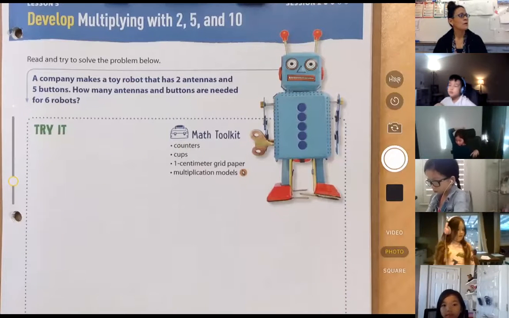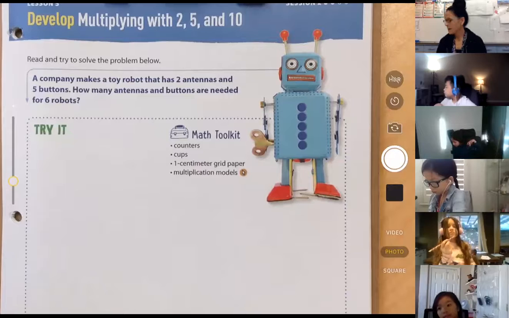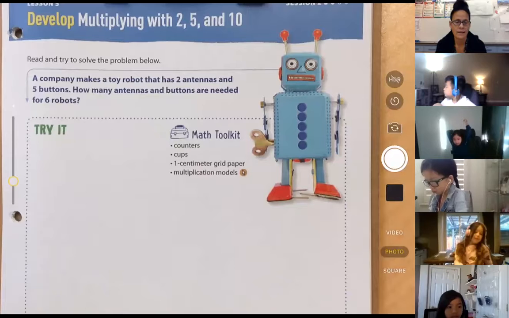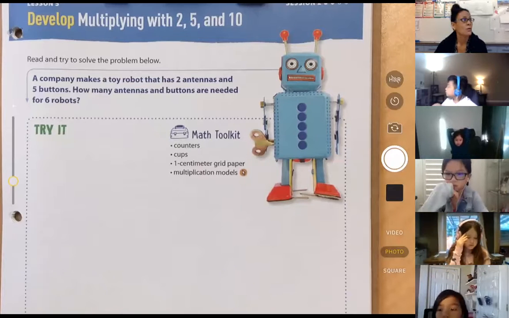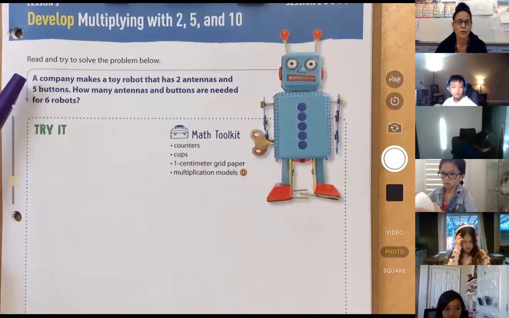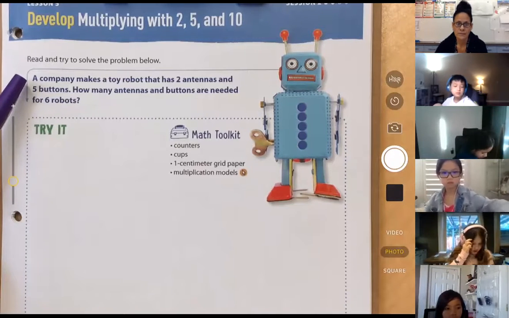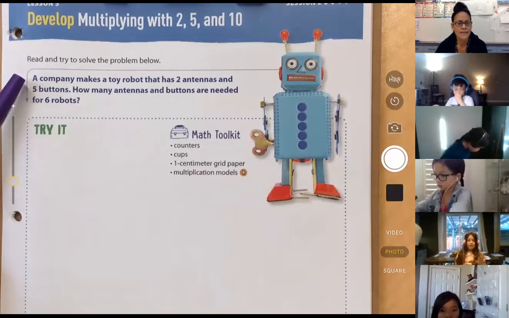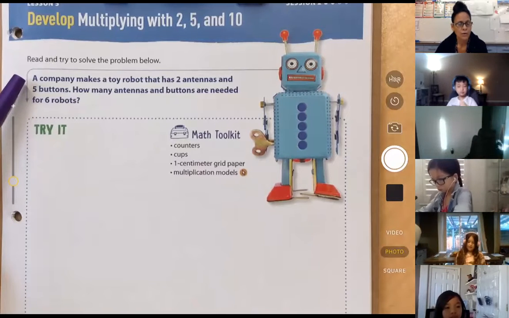So what you are seeing on the screen is page 109. This is the start of session 2, multiplying with 2, 5, and 10. And so we are presented here with a word problem. It is saying specifically that a company makes a toy robot that has 2 antennas and 5 buttons. How many antennas and buttons are needed for 6 robots?